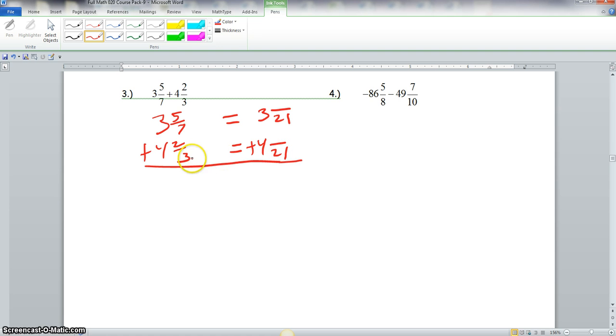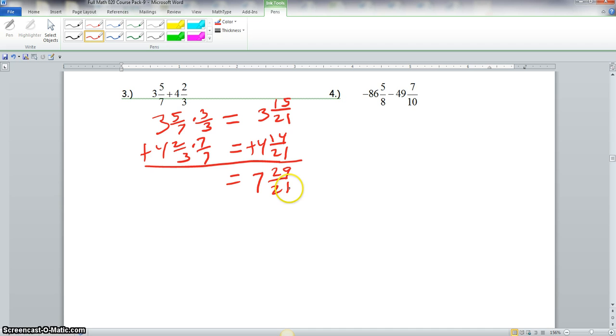Now, 21 divided by 3 is 7, so we multiply our numerator and denominator by 7. 21 divided by 7 is 3. We multiply numerator and denominator by 3. Okay, now 3 times 7 is 21, 2 times 7 is 14. 7 times 3 is 21, and 5 times 3 is 15. Now, we add them together. 15 over 21 and 14 over 21 is 29 over 21. And 3 plus 4 is 7.